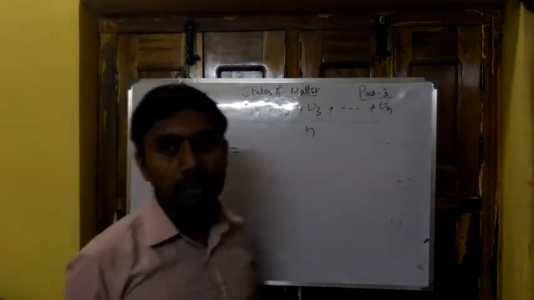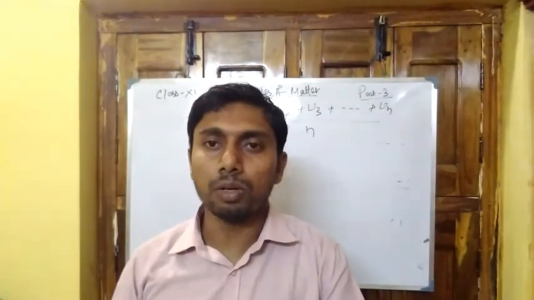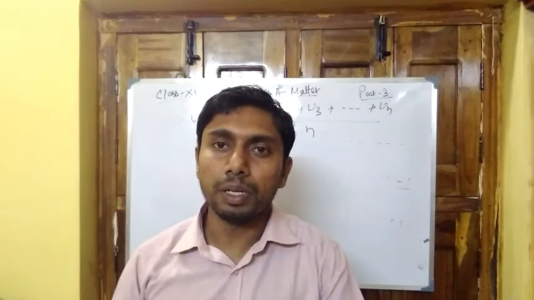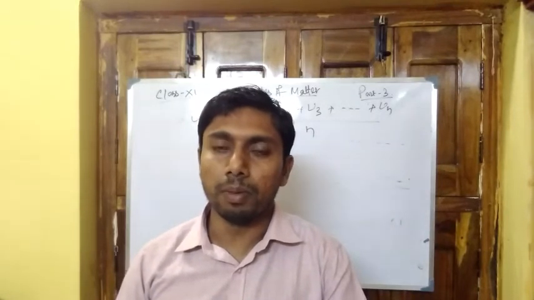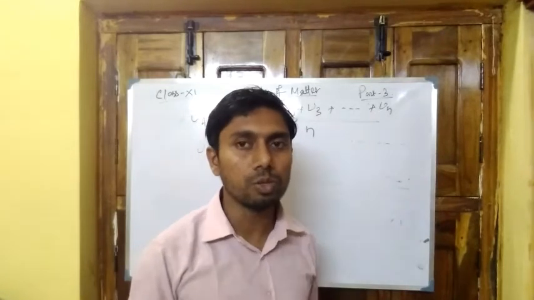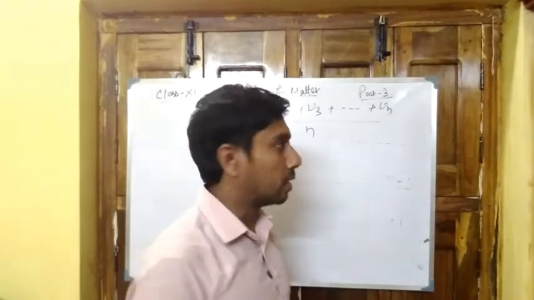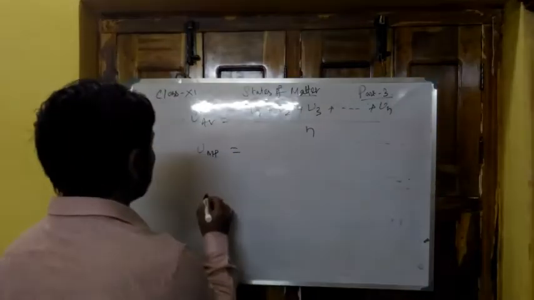So most probable speed is the number of molecules exerting a speed which is maximum. So the maximum number of molecules having the average speed is known as most probable speed. And third one is RMS speed, that means root mean square speed.